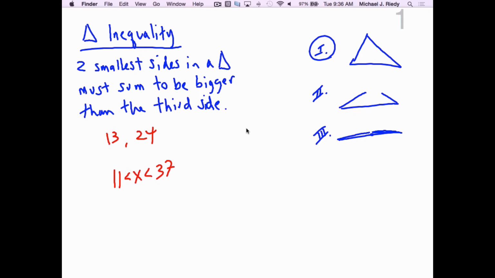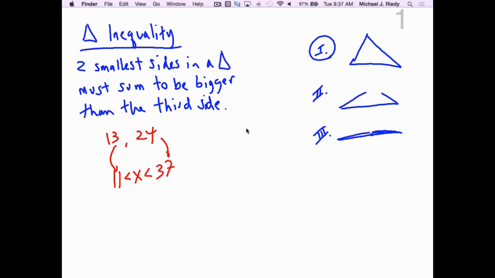All right, any problems? The key here is add these two numbers together to get the large end of the spectrum, subtract them to get the other end. Because we don't know if that third side is the shortest side, the middle side, or the longest side. So we have a possibility of values there, and it's going to be anywhere from 11 to 37 in that case. Add them to get the high end, subtract them to get the low end.